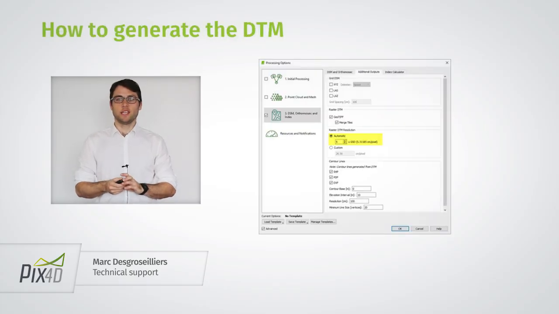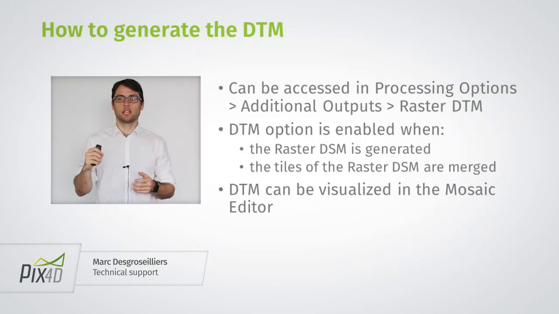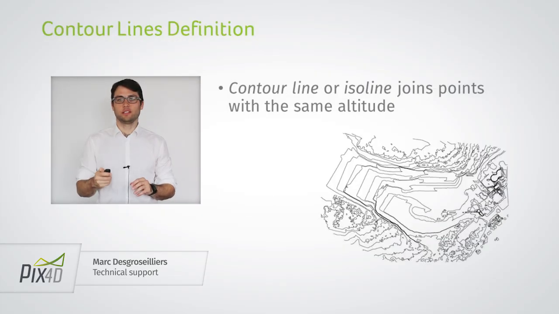To generate the DTM, you will go in the processing options for the third step. You can select whether the DTM should be generated or not and whether its tiles should be merged. Another useful output is the contour lines.